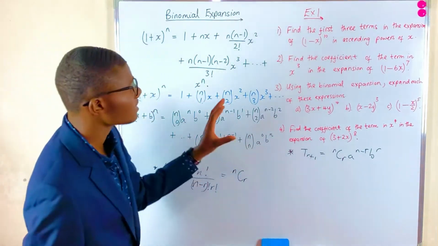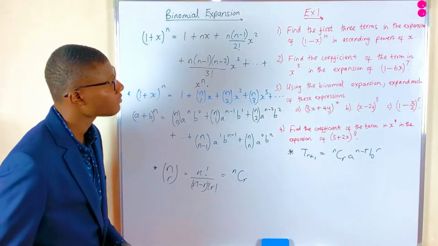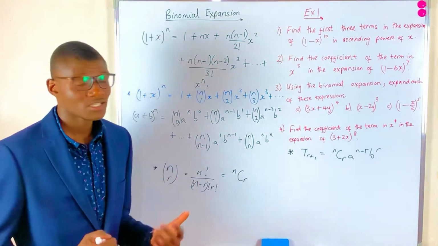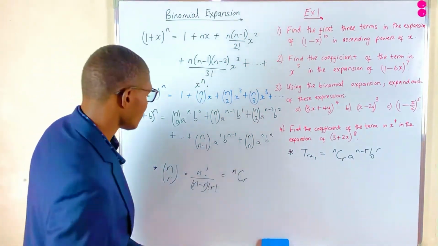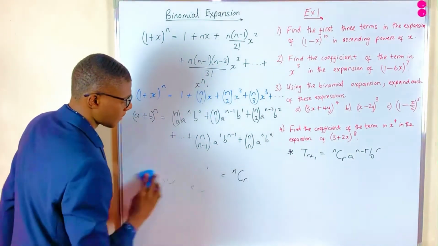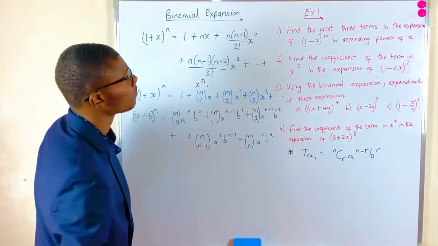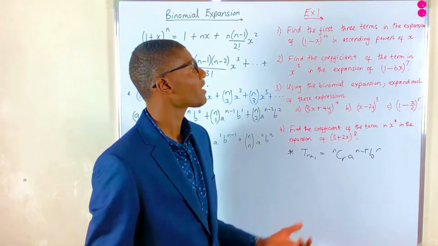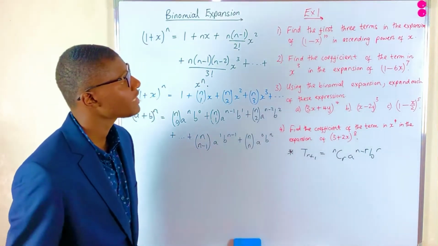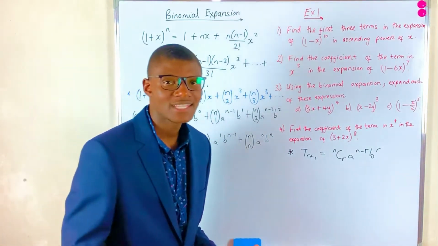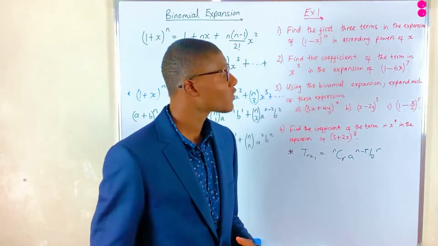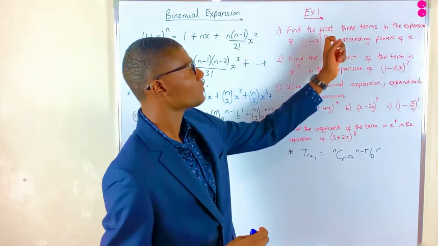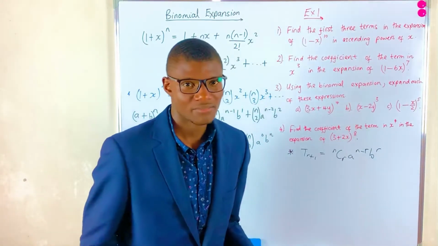Now let's attempt these questions, number 1 up to number 4, that require us to apply the binomial expansion. Number 1a says find the first 3 terms in the expansion of 1 minus x raised to the power of 10 in ascending powers of x. Ascending powers of x means you're going from x to the power of 0, x to the power of 1, 2, 3, up to whatever they want us to have.